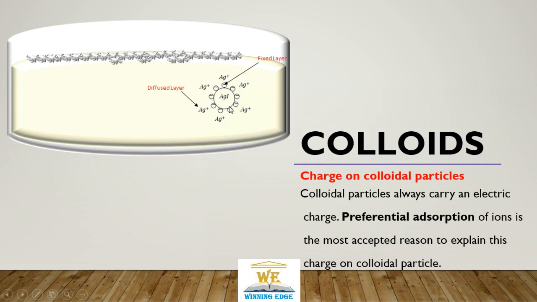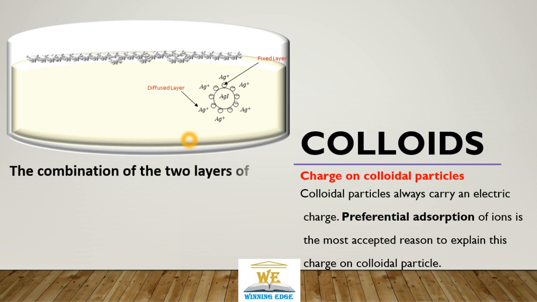First is called the fixed layer. This is the fixed layer. It preferentially adsorbed iodide ions here, so we have negatively charged particles. On addition of further silver iodide, it gets a second layer, which is known as the diffused layer, silver ions.